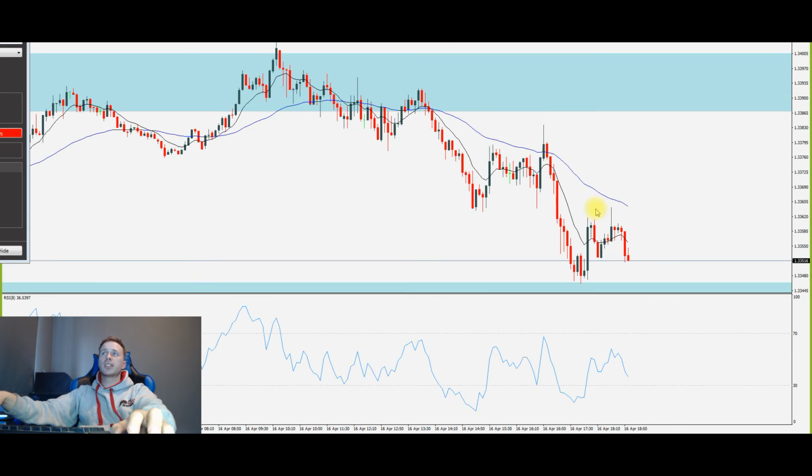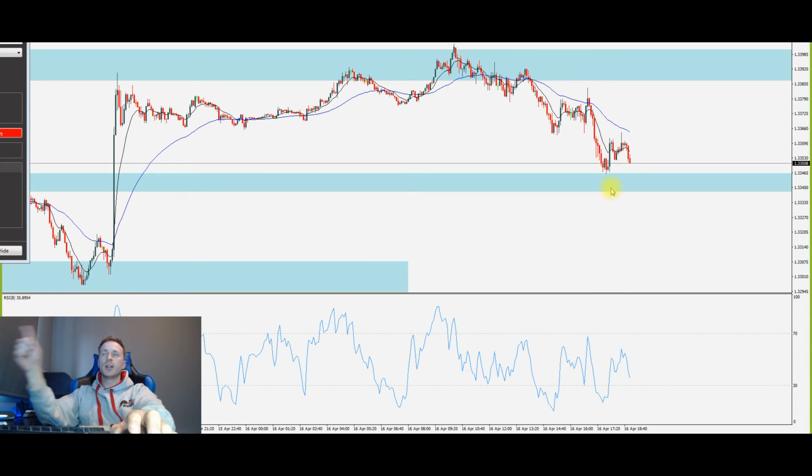So as you can see right now, we're still crashing down into this support area. So again, I'm looking to see what the price does at this support line here. So I will be back in 10 or 15 minutes. Hopefully we get some kind of reversal sign, I can get into a trade and I can show you why. So I will be back.